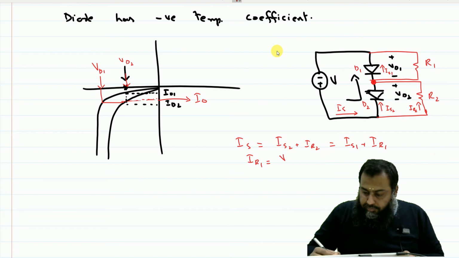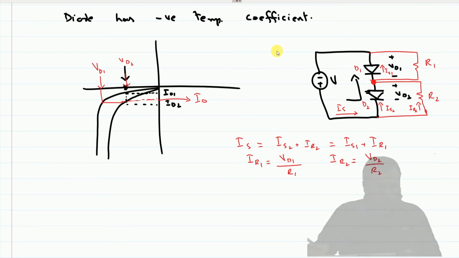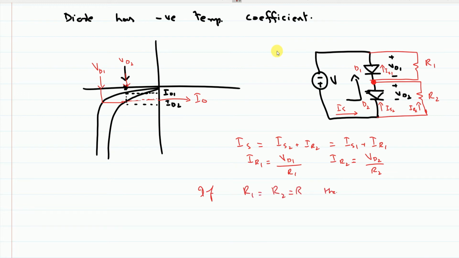IR1 is equal to VD1 over R1 and IR2 is equal to VD2 over R2. If R1 is equal to R2 is equal to R, then the diodes shall have different voltages across them. However, if we vary these resistances, say one or both of them are adjustable, then by adjusting the values of R1 and R2, we can force these two diodes to share equal voltage across themselves. Let us see how we can do that.